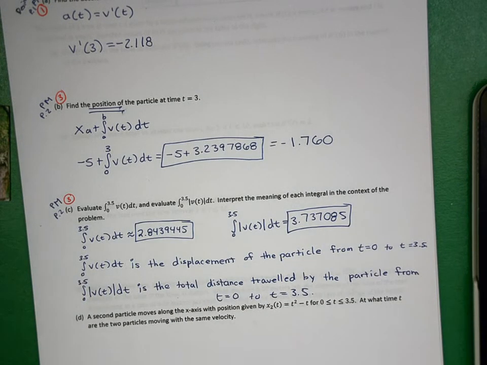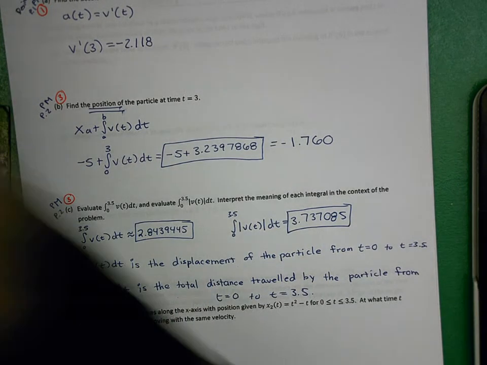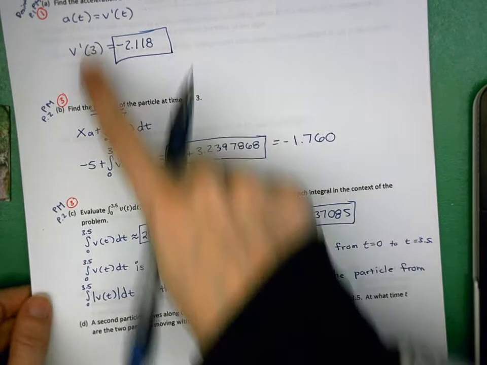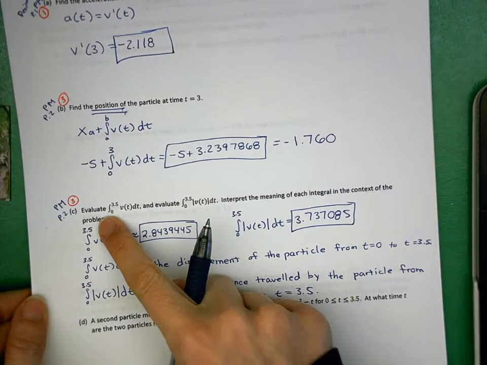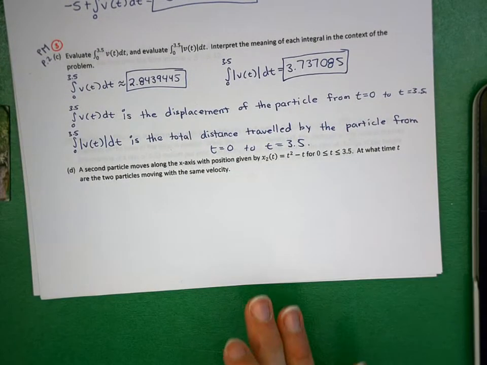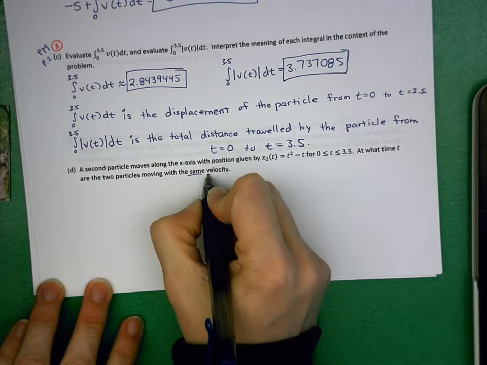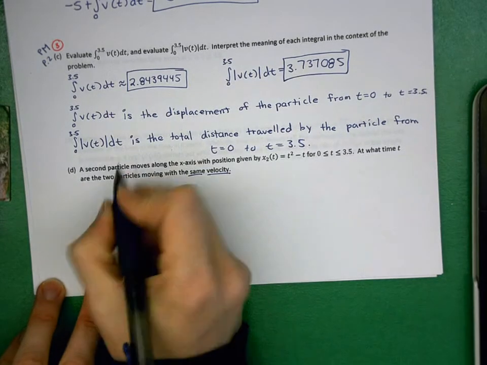Okay? Last but not least, we have our part D here, which we now know is going to be worth 2 points because we are at so far a total of 7. So 2 points here. It says that a second particle moves along the x-axis with position given by this function. So I'm looking at a position function. At what time t are the 2 particles moving with the same velocity? So what does it mean to be same? It means to be equal.